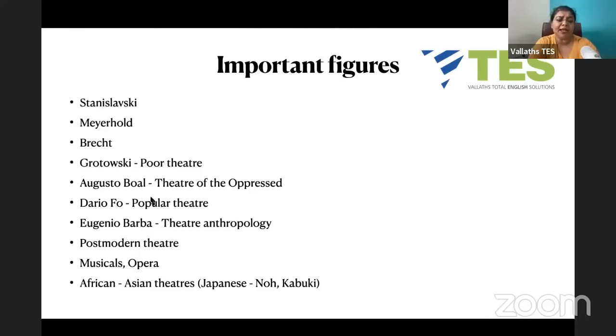He is a contemporary writer. He is from the post-war era. He got the Nobel Prize only in 1997, Dario Fo. Then Eugenio Barba developed the concept of theater anthropology. Have you heard of that? He is also a man who is living today. He is alive now, and he is a very important figure in theater. He is from Denmark. Have you heard of postmodern writers of theater? There are so many, isn't it? For example, Luigi Pirandello, who wrote Six Characters in Search of an Author, isn't it?